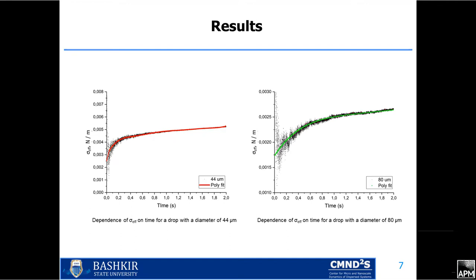By interpolating the curves, the effective surface tension of unperturbed emulsion water droplets coated with a stabilizing shell was determined. Thus, the effective surface tension was 2.5 millinewton per meter for a droplet with a diameter of 45 microns and 1.7 millinewton per meter for a droplet with a diameter of 80 microns.